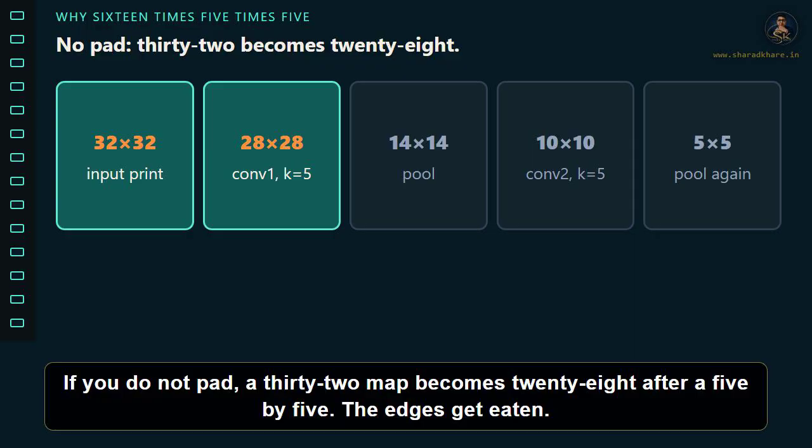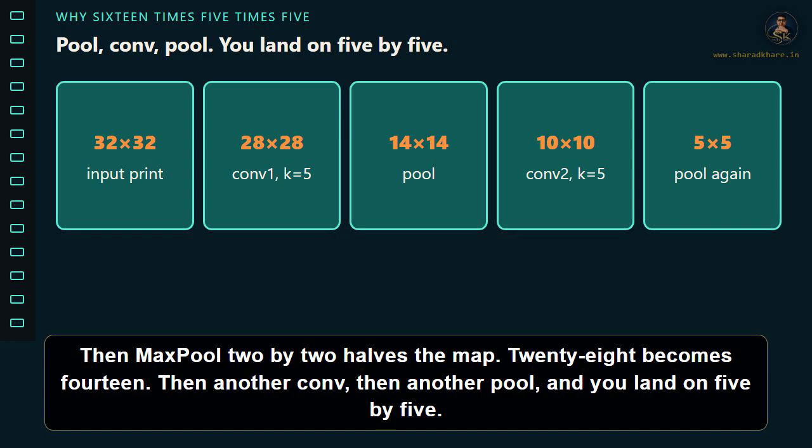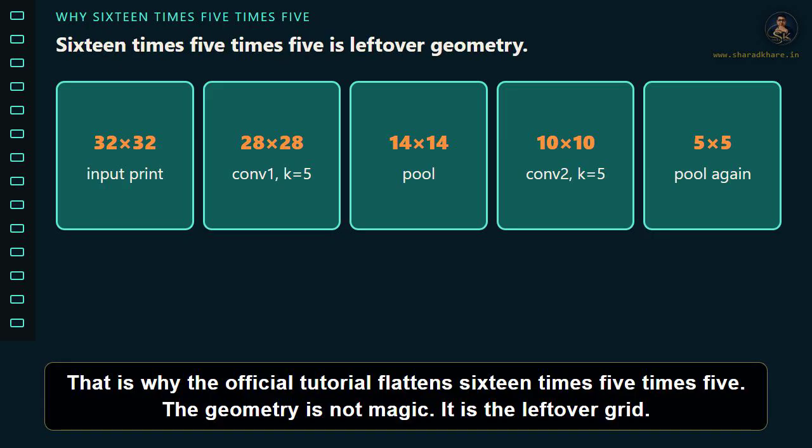If you do not pad, a 32 map becomes 28 after a 5 by 5. The edges get eaten. Then max pool 2 by 2 halves the map. 28 becomes 14. Then another conv, then another pool, and you land on 5 by 5. That is why the official tutorial flattens 16 times 5 times 5. The geometry is not magic. It is the leftover grid.